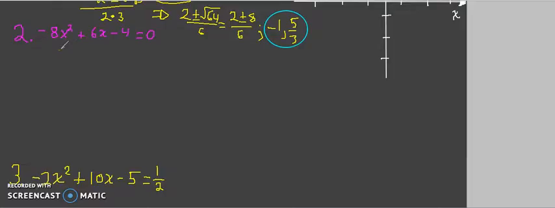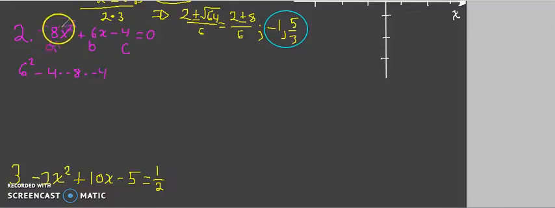Alright, so coming back from that, let's see if you were able to get the right answer. So we know that the discriminant is b². I'm just going to write it right beneath it. I'm not actually going to write them out. b², which is 6, so that's 6² minus 4 times a, which is -8, times c, which is -4.